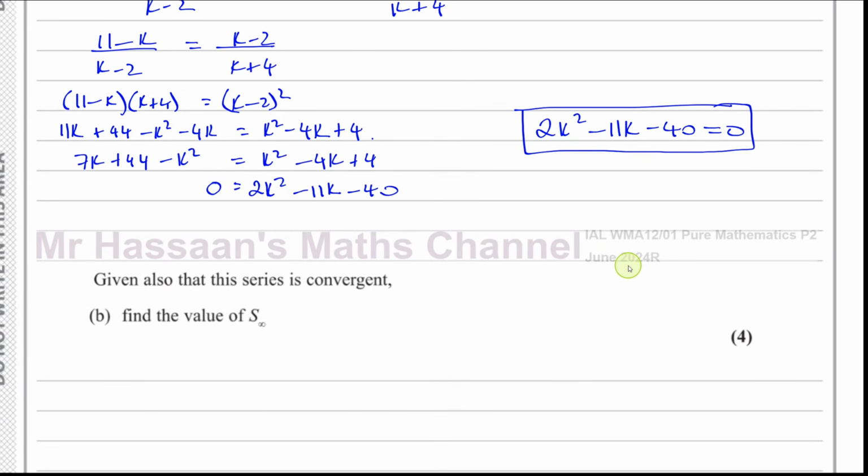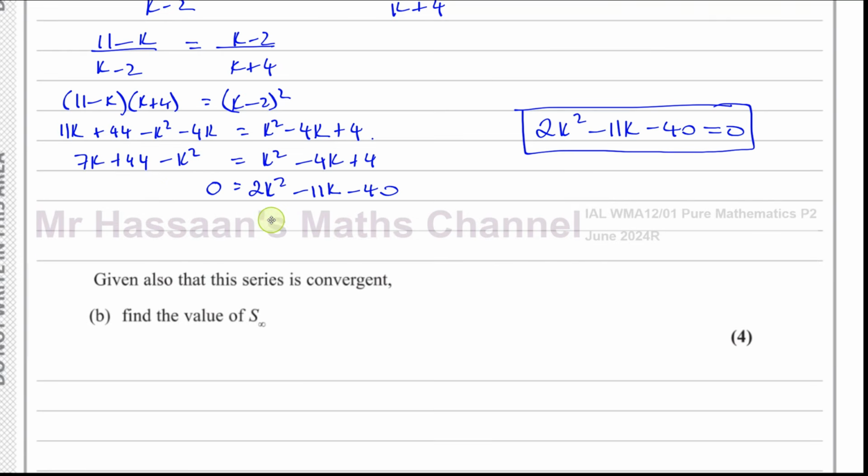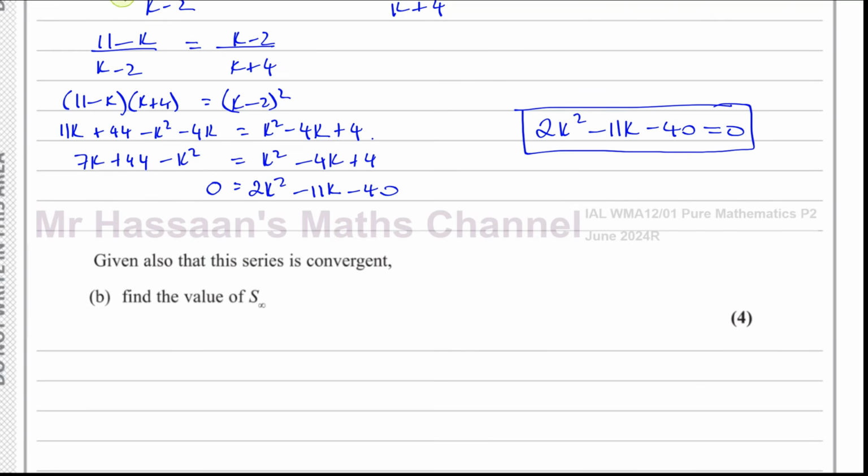And then it says, given also that the series is convergent, find the value of S to infinity. Now the sum to infinity of a geometric series is given by a over 1 minus r. This is again given to you in the formula sheet. But what does it mean by convergent?